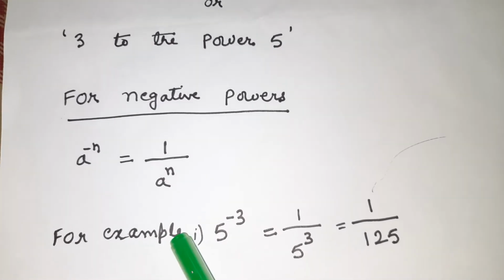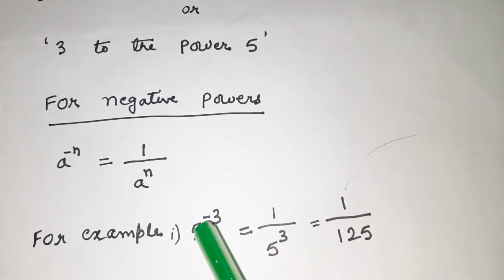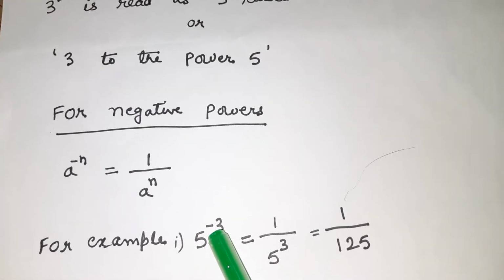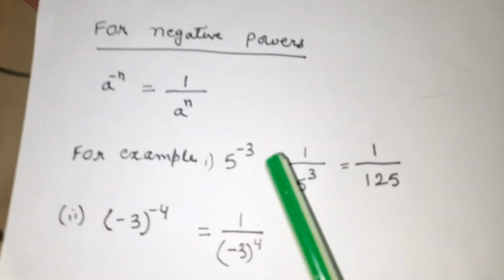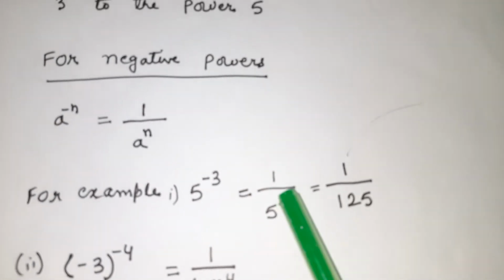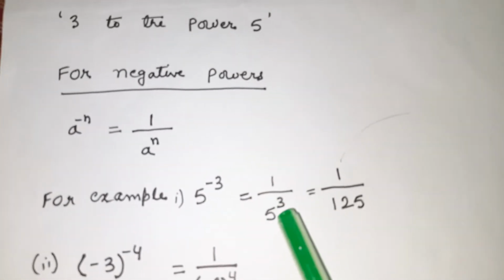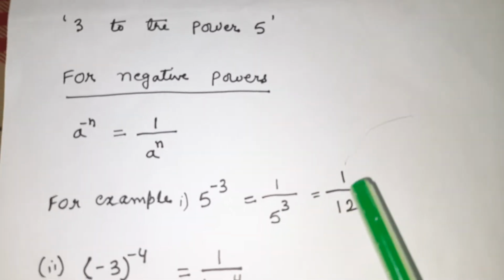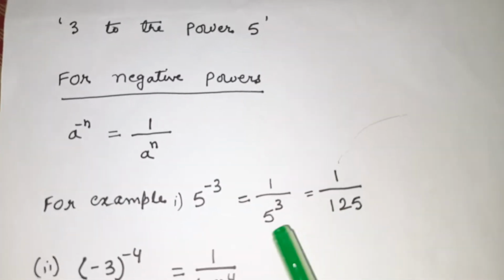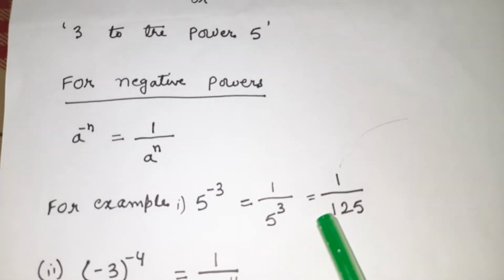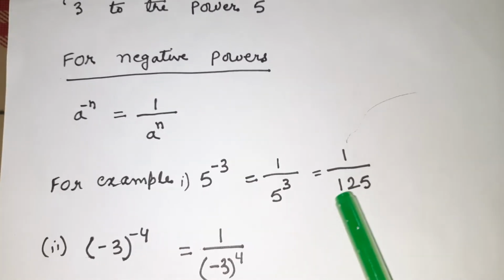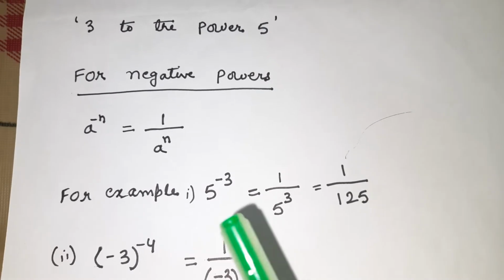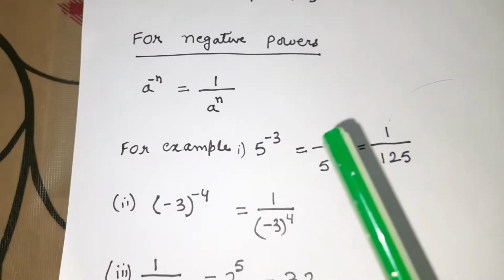For example, 5 raised to the power minus 3. How will you change it? 1 upon 5 raised to the power 3. It will become 1 upon 125, because 5 into 5 into 5 is equal to 125. So, you have to change your negative power into positive power.